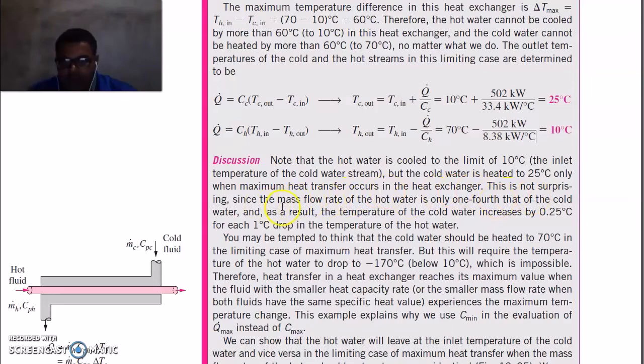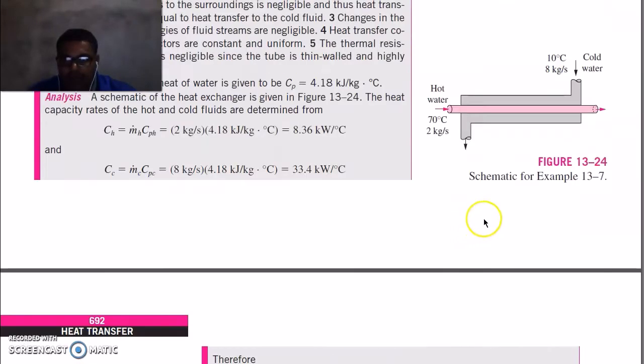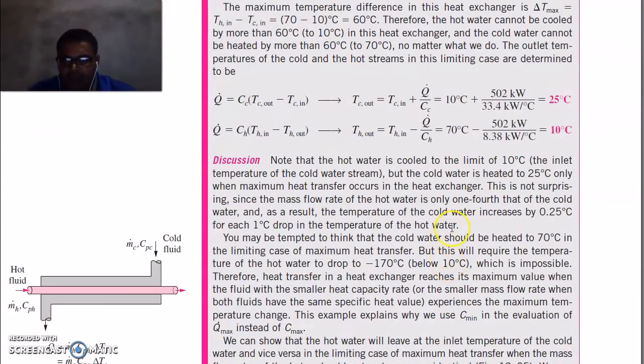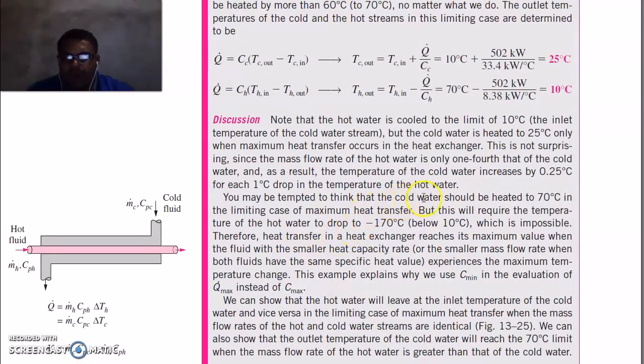So this is not surprising since the mass rate of hot water is only 1/4 that of cold water. You can see the mass rate of cold water is 8 while hot water is 2. So that is why it is so. This is not surprising since the mass flow rate of the hot water is only 1/4 that of the cold water, and as a result the temperature of cold water increased by 0.25 degrees Celsius for 1 degree drop in the temperature of hot water.